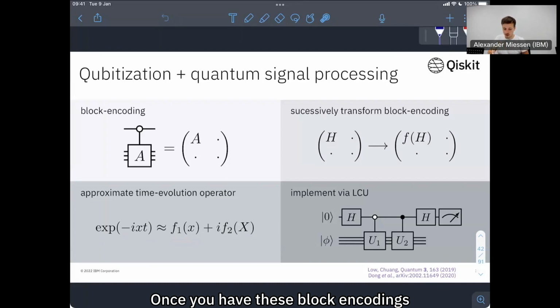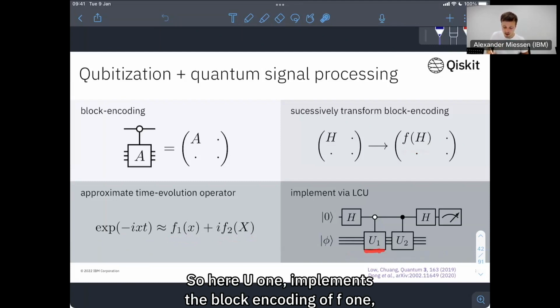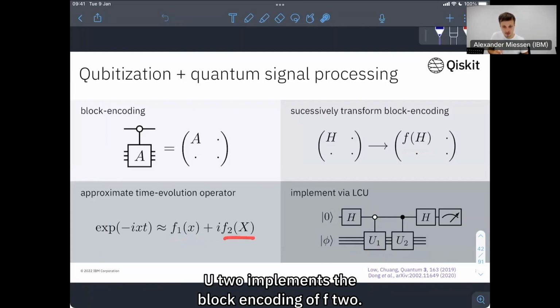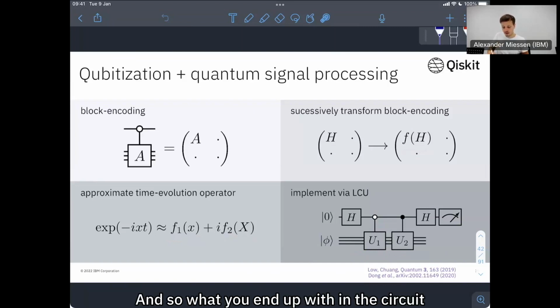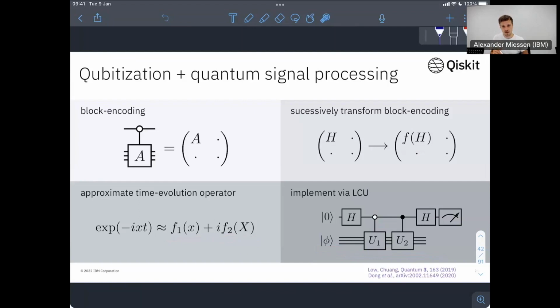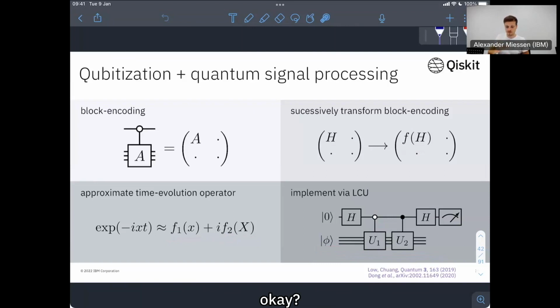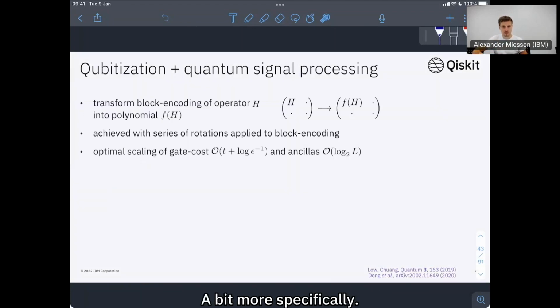Once you have these block encodings of both of these polynomials, then through quantum signal processing, you can use your LCU again to combine them, okay? So here, U1 implements the block encoding of F1, U2 implements the block encoding of F2. And so what you end up with in the circuit is applying this sum to your initial state phi, okay? Which is what we want for to implement quantum dynamics, okay? This is the rough idea.